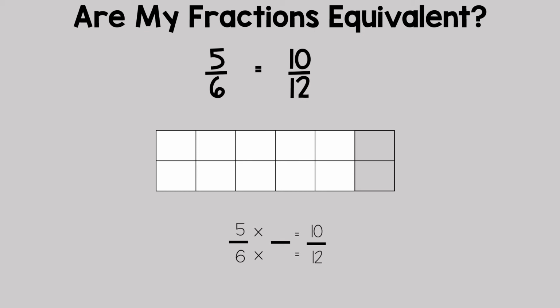So if I look at the 5 in the numerator, I know that I can multiply 5 times 2 to equal 10. Now, in order for this to be an equivalent fraction, 6 times 2 has to be 12, and it is, so these fractions are equivalent to each other.